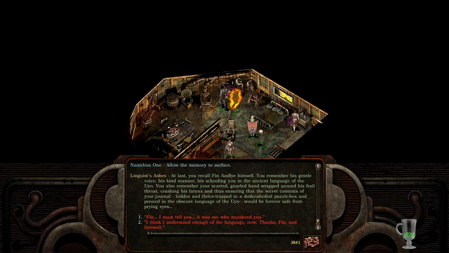Shit. The tongue of the Uyo. Yeah, it's the game box. They go, hey, look, we're gonna make it where you can play apps on a box.